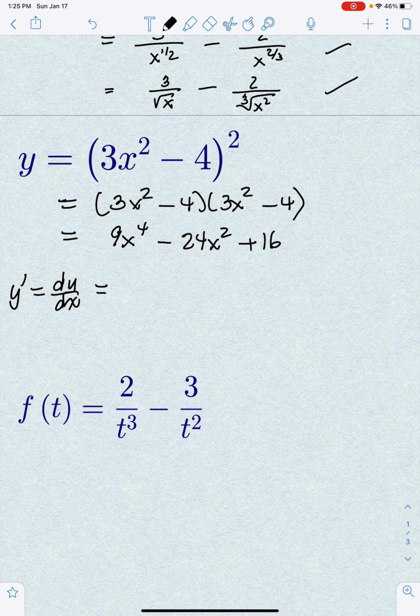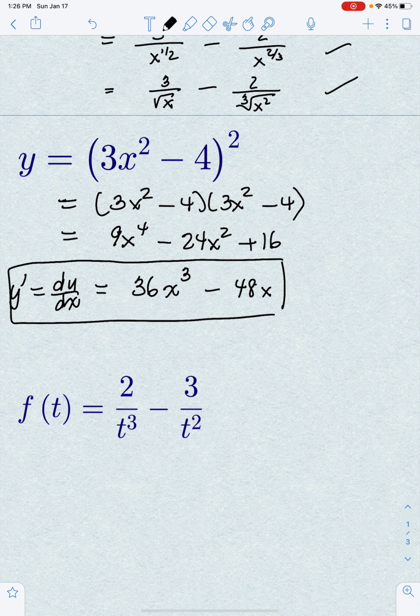Derivative is 4 times 9 is 36. Subtract 1 from the power, so that's 36x to the third, minus 24 times 2 is 48. X to the first, so I'm not going to write the first power. And then the derivative of a constant is 0. So that one is done. This is the derivative right here.